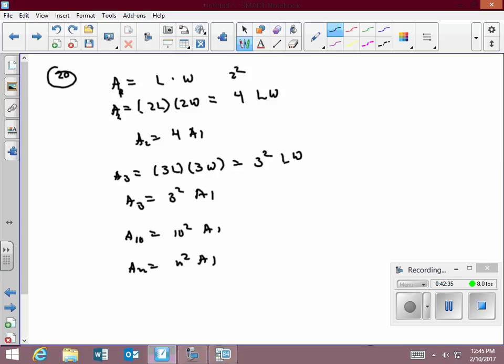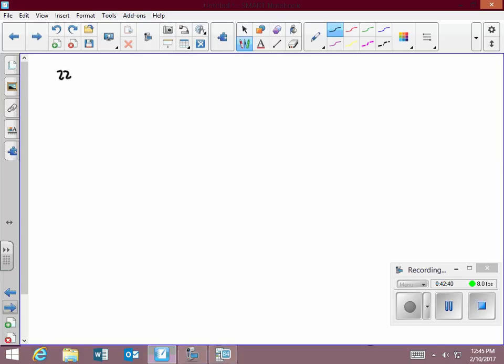Okay. 22. It says suppose two rectangles both have areas of 144 centimeters squared. Must they also have the same perimeter? Centimeters squared.